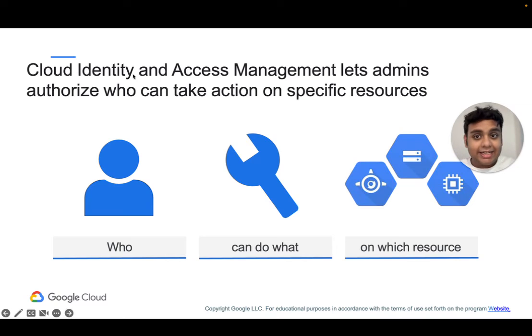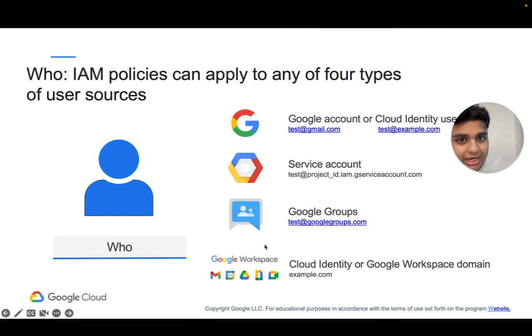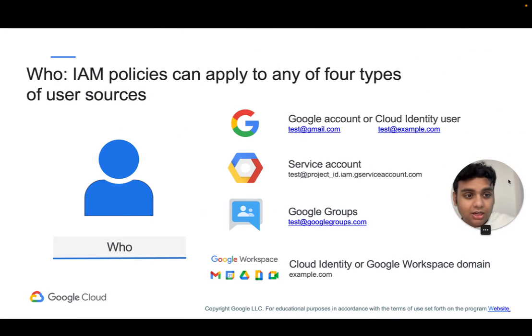And Cloud Identity and Access Management, IAM, which we'll be having labs on, lets admins authorize who can take action. So who would be doing what, can do what, and on which resource. So we can definitely do that. And also IAM policies can apply to four types of user sources, like Google account, service account, Google groups, Cloud Identity, Google Workspace admins, workspace domain. So you would understand this when we will be creating these policies and doing these labs. So it'd be a lot more understood to you, right?